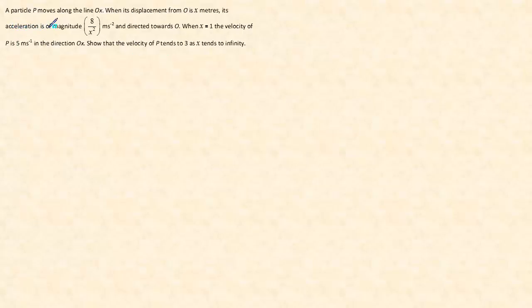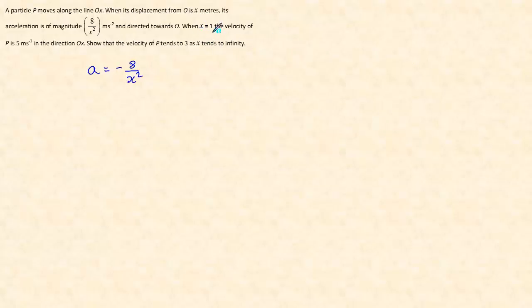A particle P moves along the line OX. When its displacement from O is x meters, its acceleration is of magnitude 8 over x squared meters per second squared and directed towards O. Now we've discussed this one before. a is equal to negative 8 over x squared.